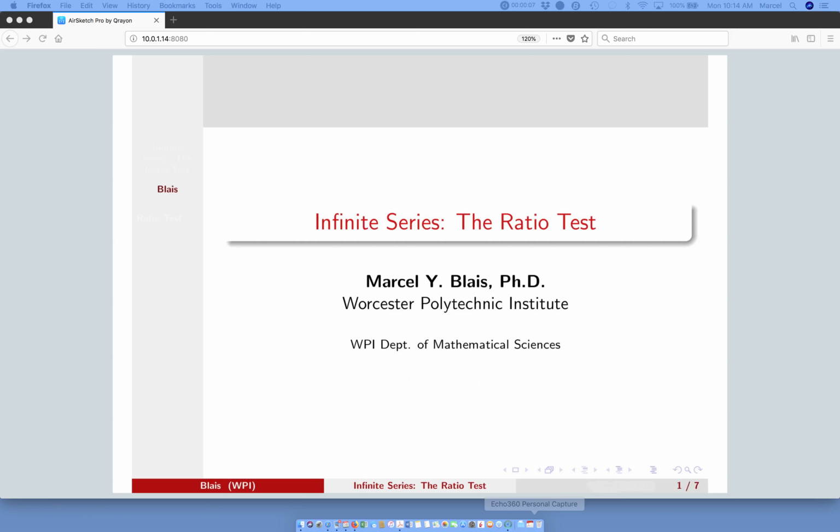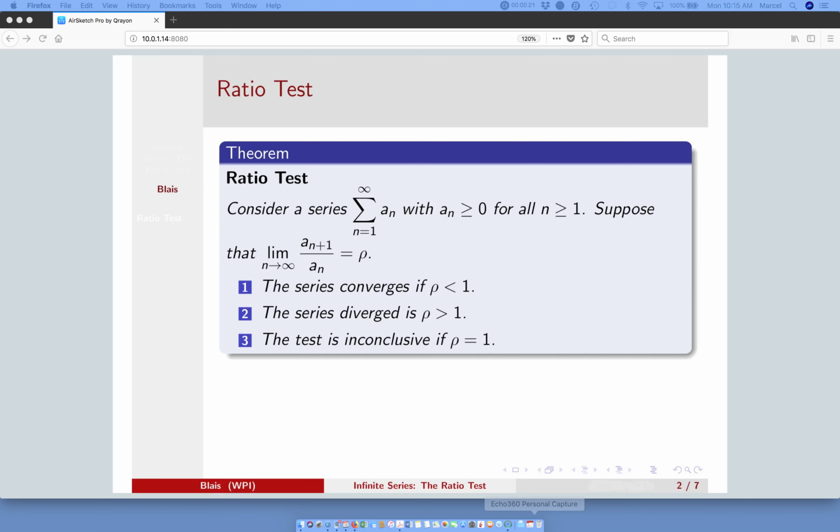Okay, as we continue our treatment of convergence of infinite series, we will today learn the ratio test. The essence of the ratio test is with a comparison actually to a geometric series. So that will be how we'll understand this.